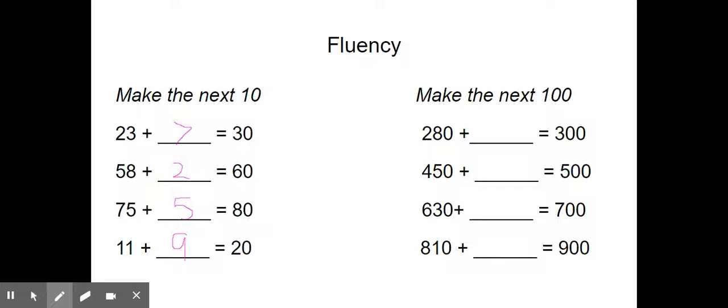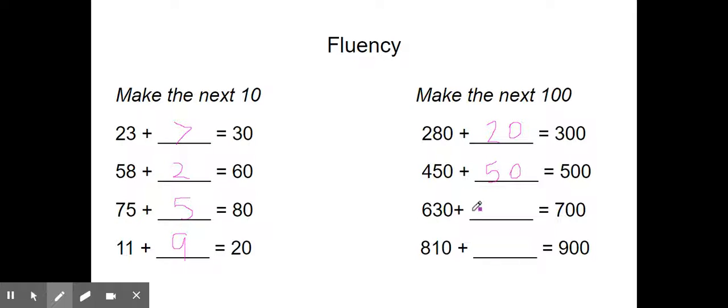280 plus blank equals 300. I see 8 10s. 8 and 2 are partners to 100, so I need 2 more 10s. 2 more 10s is the same as 20. 450 plus blank equals 500. I see 5 10s. 5 10s needs 5 more 10s, or 50 more, to make the next 100.